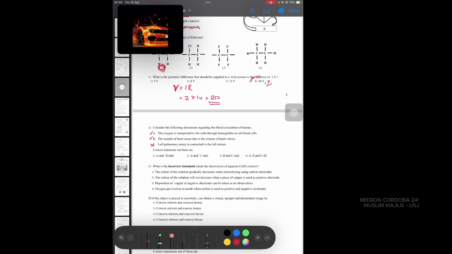Go through the diagram again, right? Left pulmonary artery is connected to the right ventricle. So A and B answer is answer number 1.